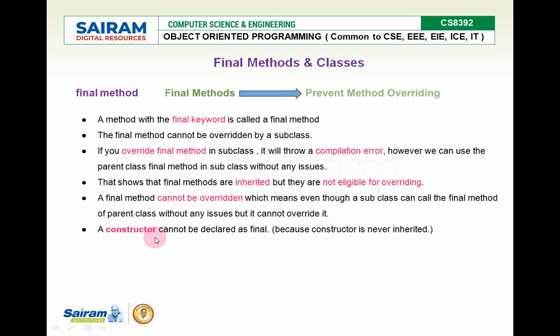So if you put a constructor as final, it has no meaning, because it is never inherited. If it is inherited only, it is going to be redefined, right? So it is never inherited means it is never going to be changed in the subclass. That is why a constructor cannot be declared as final. Let's see an example.